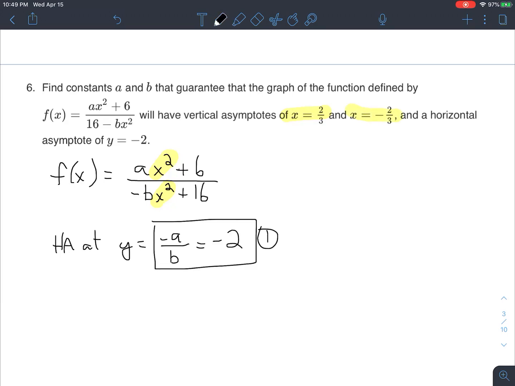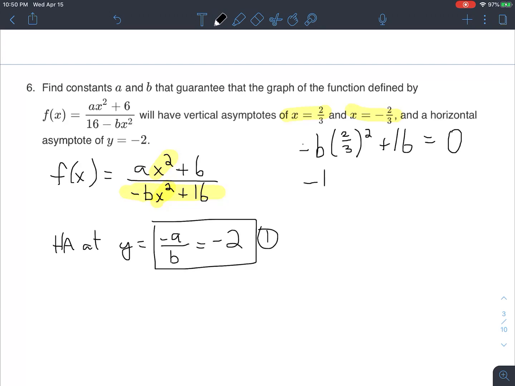That means at 2/3 we're going to have negative b times 2/3 squared plus 16. That's the bottom here, but with 2/3 as x. And when x is 2/3, we need this to equal 0. So we want the bottom to equal 0 at 2/3. That means you're going to have a vertical asymptote there, of course, as long as the top doesn't also equal 0 at 2/3. We'll just have to make sure that's not the case. Alright, looks like we can solve for b here, no problem.